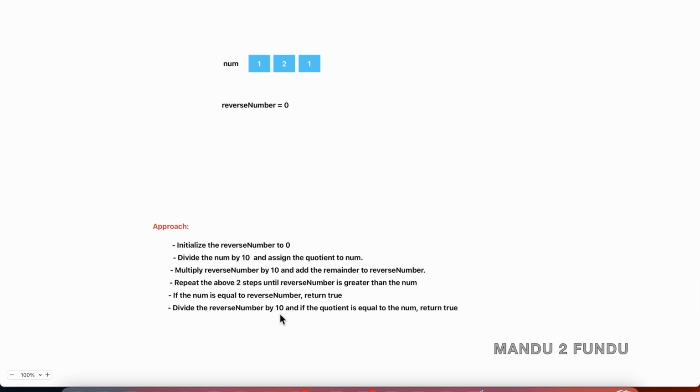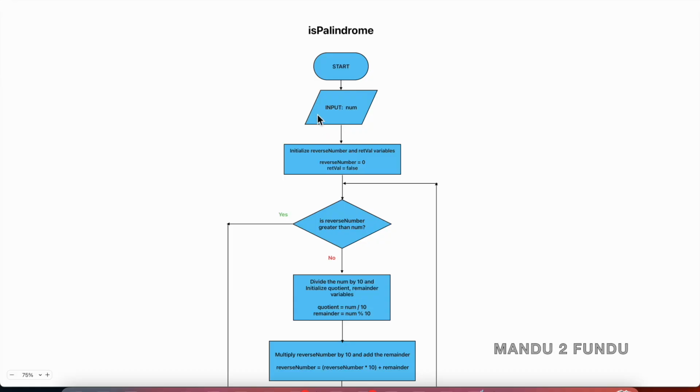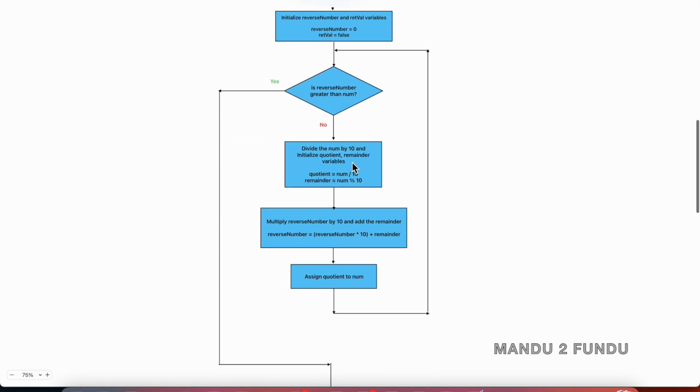Divide the reverse number by 10, and then if the quotient is equal to the number, then return true. Otherwise, we have to return false. Let's look at the flowchart. Input for this procedure is integer num. First, we initialize the reverse number to 0 and then the readval variable to false.